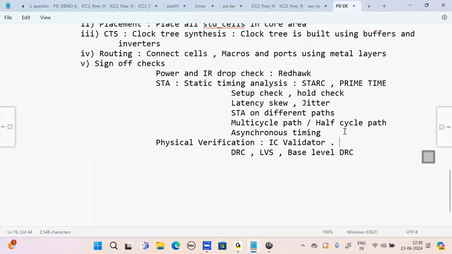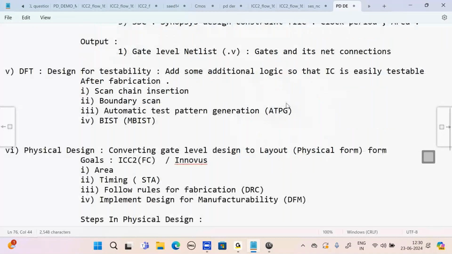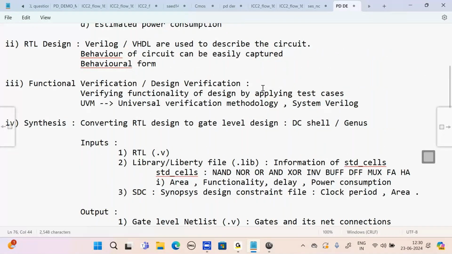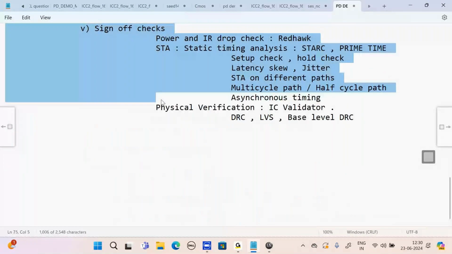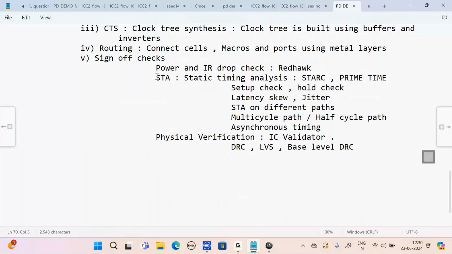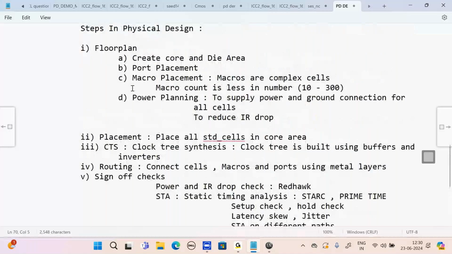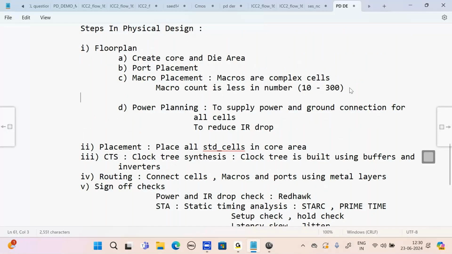So what is the syllabus covered? The same syllabus, right? We cover synthesis completely. Then we cover all the steps of floor plan, including STA. Even we cover multi-voltage design. I have not mentioned multi-voltage design here, but we'll also cover this. Multi-voltage is optional. Every design is not multi-voltage. Very few designs are multi-voltage.